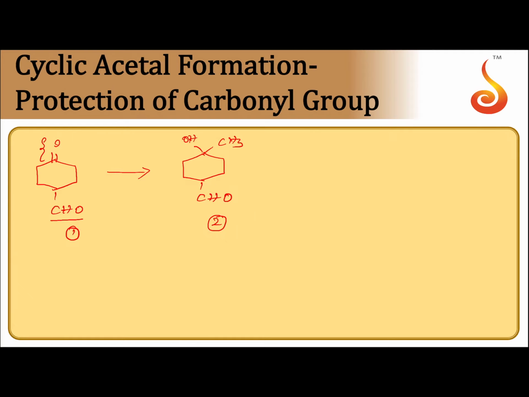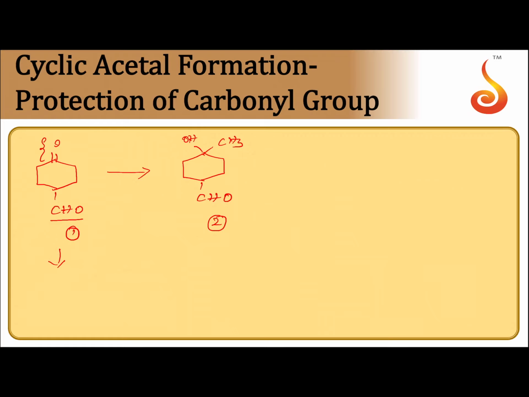But if I directly treat compound 1 with Grignard reagent, the aldehyde, being more reactive, reacts with Grignard's reagent and you will get a secondary alcohol. But I don't want that reaction to happen. I don't want the aldehyde to react with Grignard reagent; the ketone should react. So what should I do? I should protect the aldehyde group.